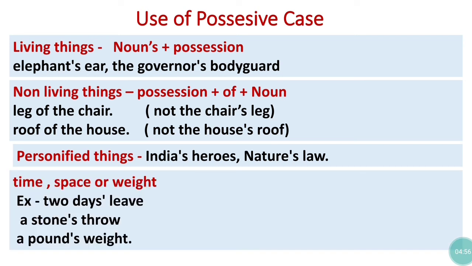Next, the possessive is used with nouns denoting time, space, or weight. For example, two days' leave, a stone's throw, a pound's weight. Here we put apostrophe s to the noun. And other examples are an hour's work, in a week's time, two weeks' salary.